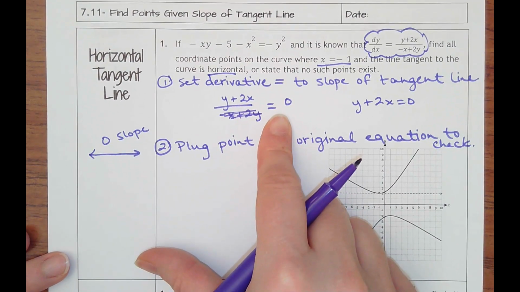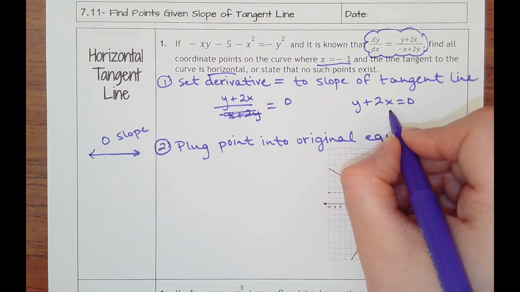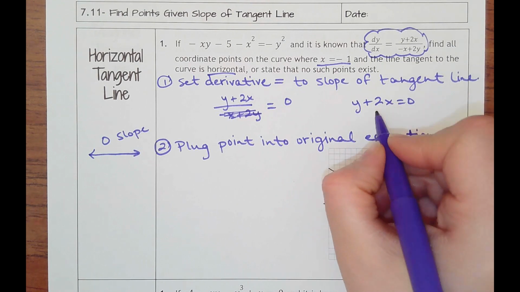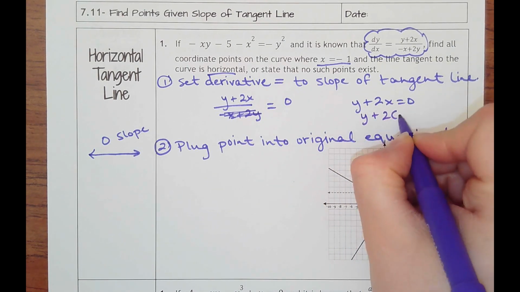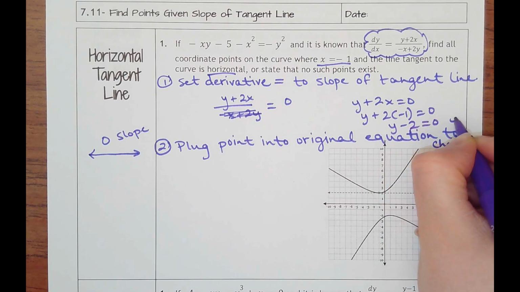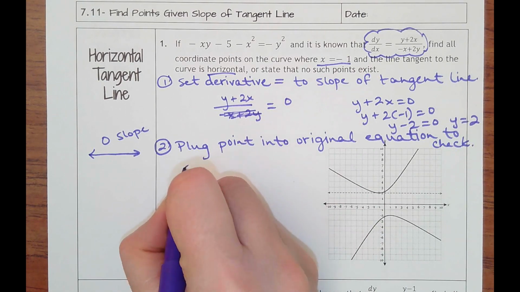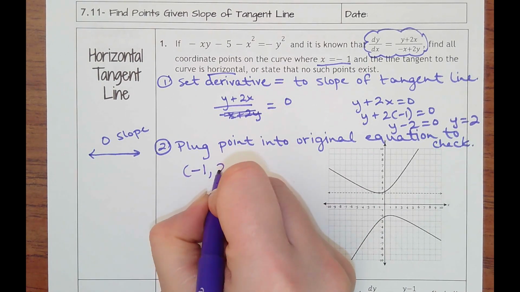And then what I want to do with that is I want to plug the x value in they're giving me, which was x equals -1. So I would have y plus 2 times -1 equals 0. That would be y minus 2 equals 0, or y equals 2. So now that tells me the point is at -1, comma 2.